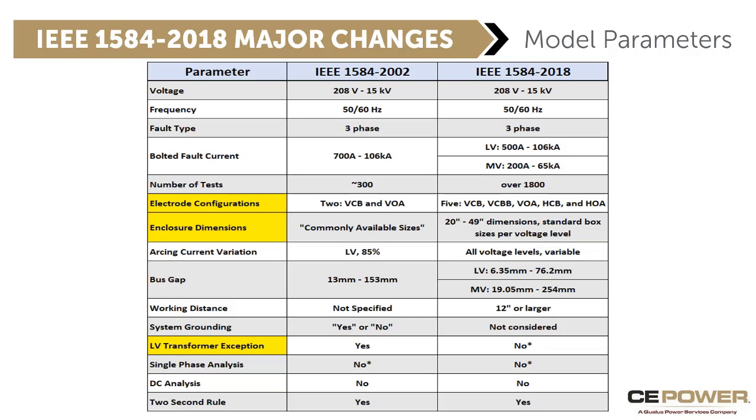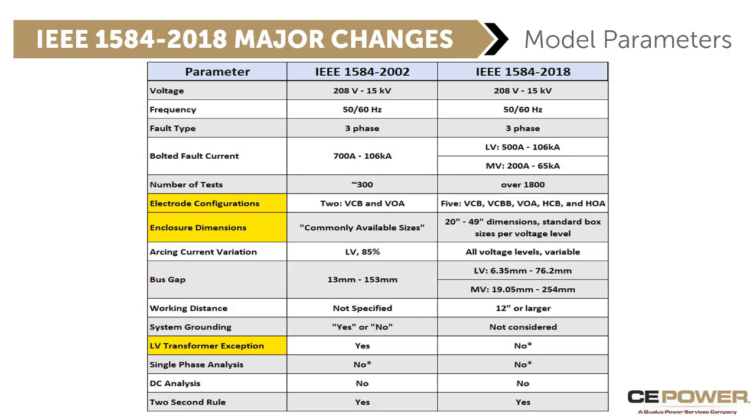to consider that. So now I've got down here the low volt transformer exception that existed in the old model that does not exist in the 2018 model. We'll talk more about that on the next slide, actually. And then to finish out the list, still nothing on single phase, it's still out of scope of the standard. DC equipment, still out of scope of the standard. And the 2-second rule as a maximum clearing time is still in there.